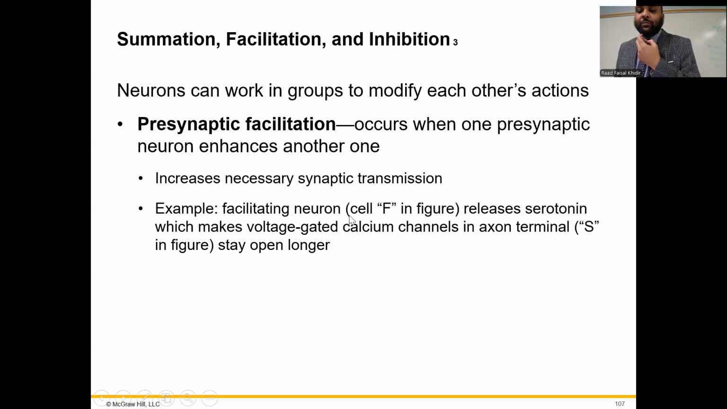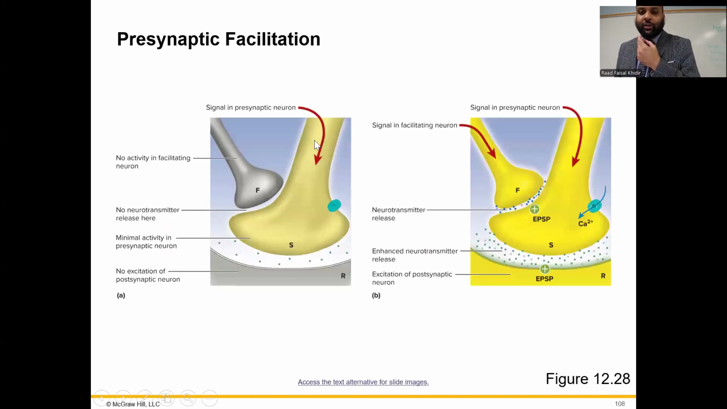facilitating the neuron, that is the cell F in the figure that we're going to see now, releases serotonin, which makes the voltage-gated calcium channels in the axon terminal open in the figure. You see, there's no activity in facilitating the neuron, and these are the neurotransmitters.